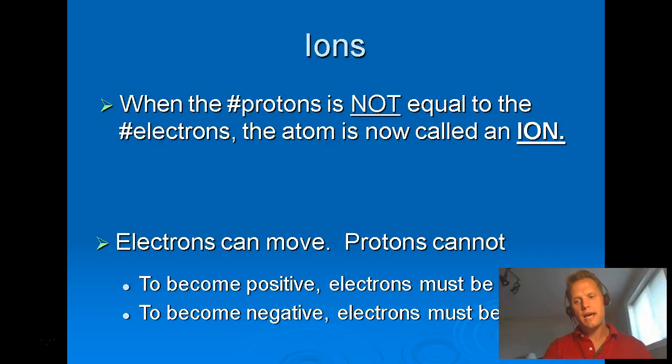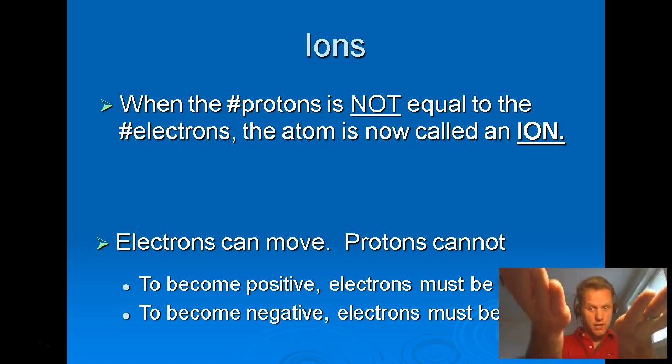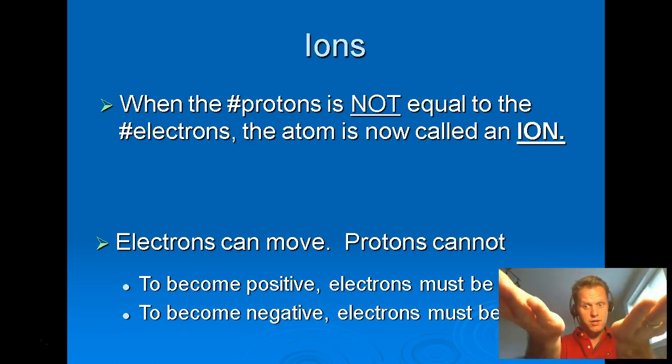All the Bohr-Rutherford and Lewis dot diagrams we're doing are neutral. Protons are equal to the number of electrons. Well, what happens if you have more protons than electrons? They're no longer equal. Protons are positive, electrons are negative. If I have 5 protons and 5 electrons, it's neutral.